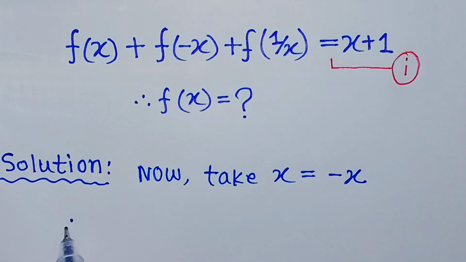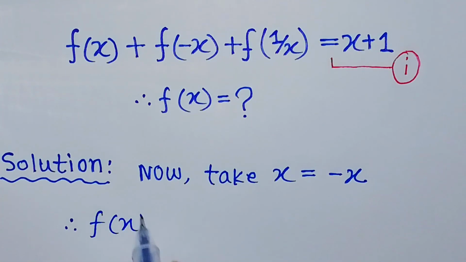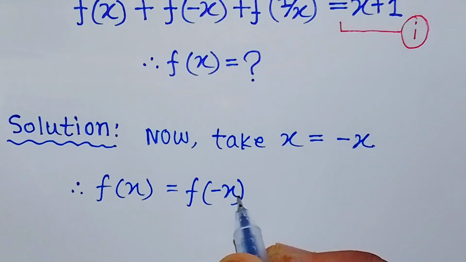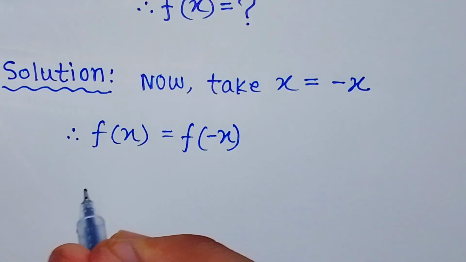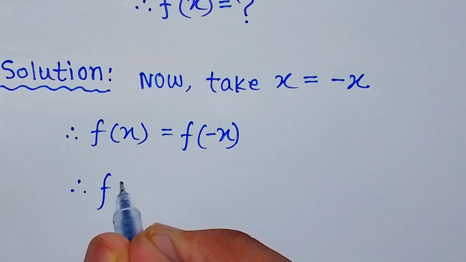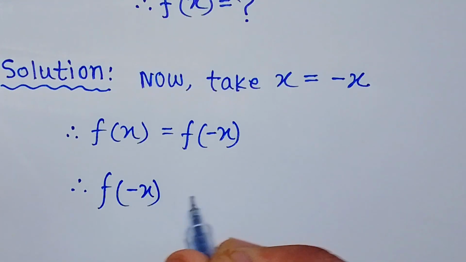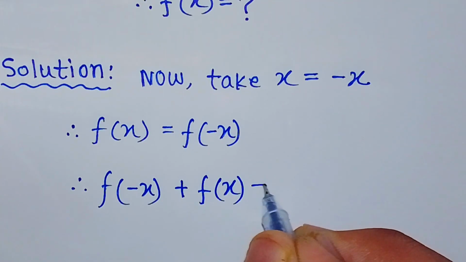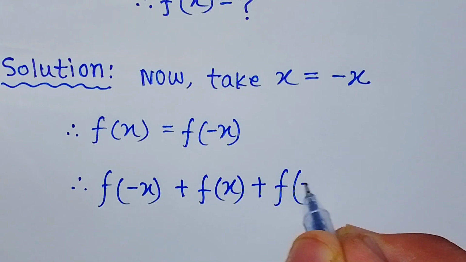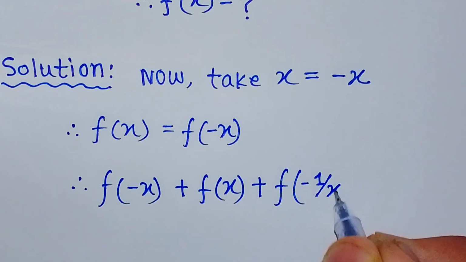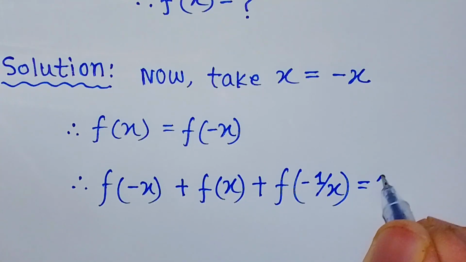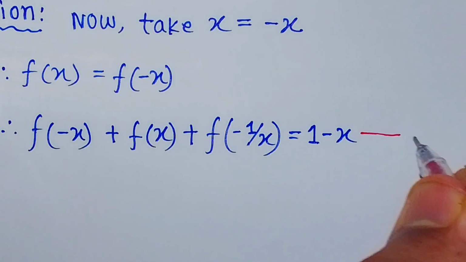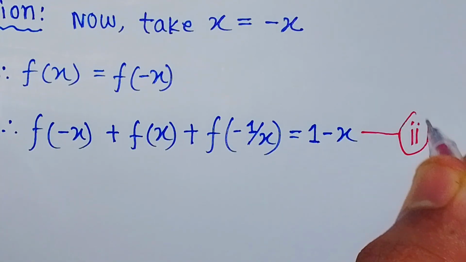Now at first we take x as -x. Then f(x) is equal to f(-x). Now we replace the value of f(-x) into equation number 1. Then we'll get f(-x) + f(x) + f(1/x) = 1 - x, and we take this as equation number 2.